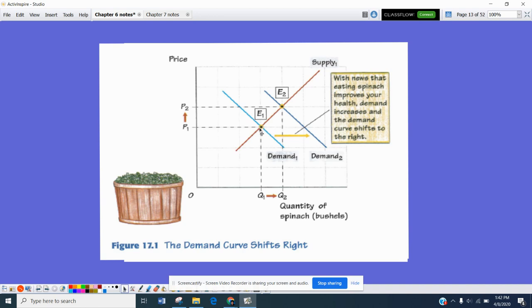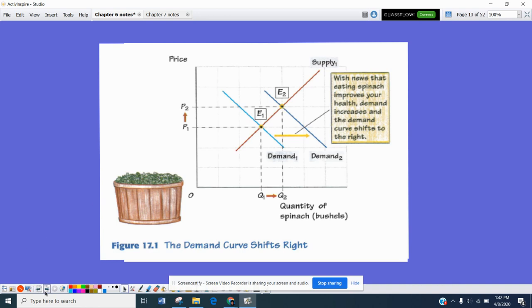But as we hear that it's going to improve your life, there is a greater demand, hence the shifting of the demand curve. And the supply is about the same. That extra demand pushes our price upwards to a new equilibrium. And as you can see that.